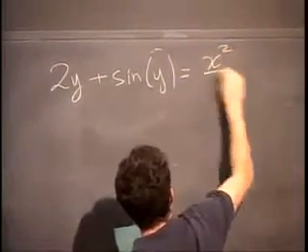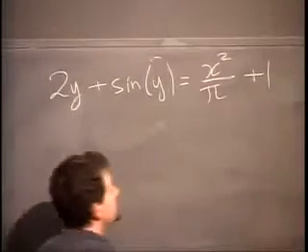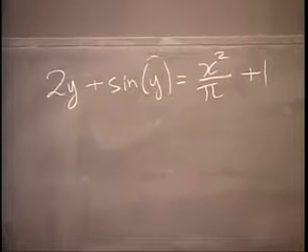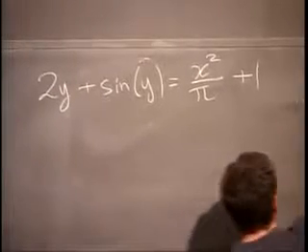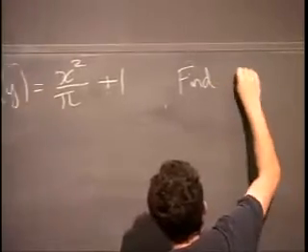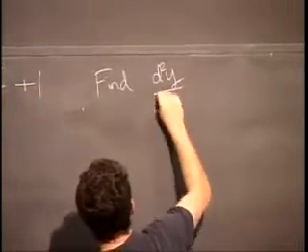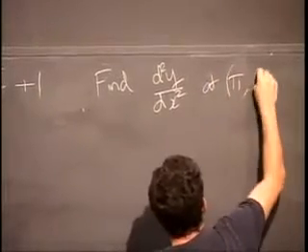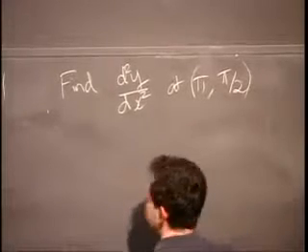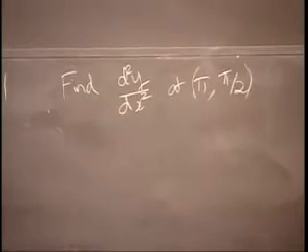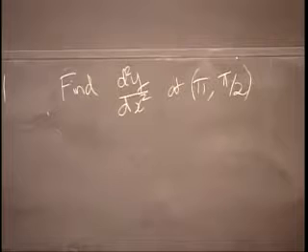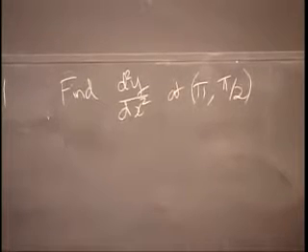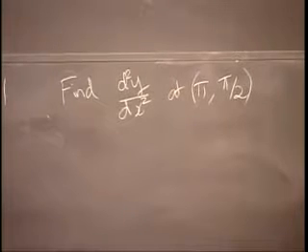Here's another one of these classic sort of bizarre function or relations. 2y plus sine y equals x squared over pi plus 1. And the question I want to ask is, find the value of the second derivative, d2y dx squared, at the point pi over 2. That's the question. Now, you may actually be able to solve this for x by subtracting 1, multiplying by pi, taking the square root. But let's do it implicitly.